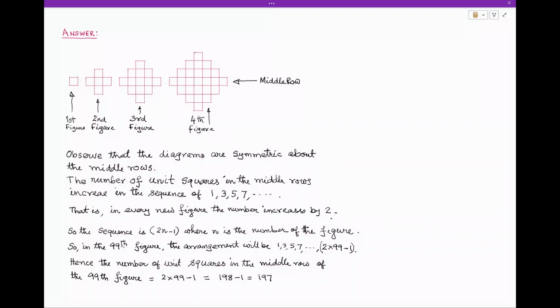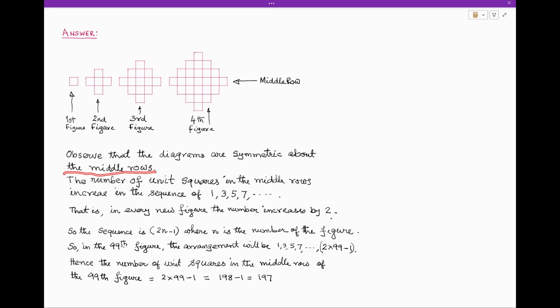Now we have redrawn the four figures again, and we have named them as first figure, second figure, third figure and fourth figure. We have also pointed out the middle row. Observe that the diagrams are symmetric about the middle row.